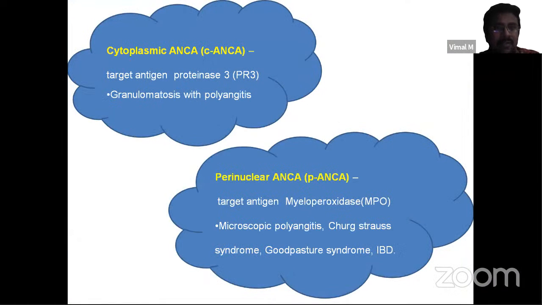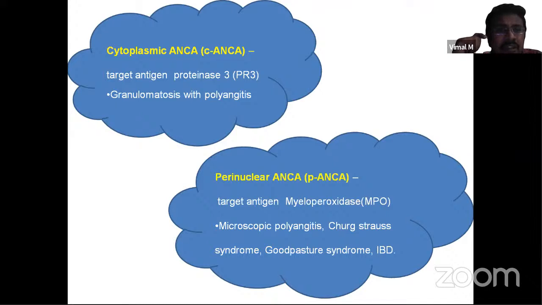You have two types of ANCA, that is C ANCA and P ANCA. So denoted in short as C ANCA and P ANCA. What does it stand for? C ANCA means cytoplasmic ANCA. P ANCA means perinuclear ANCA. Okay, so these are the antibodies. You know that ANCA means anti-neutrophilic cytoplasmic antibodies. They are nothing but the antibodies.